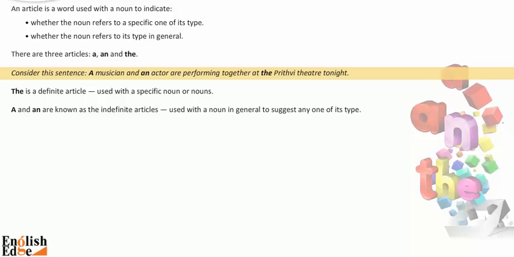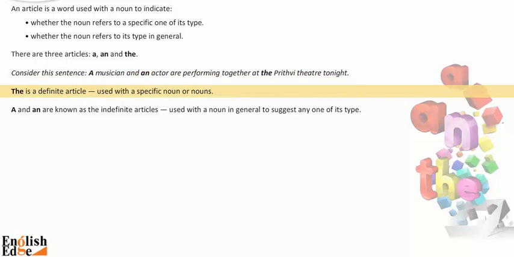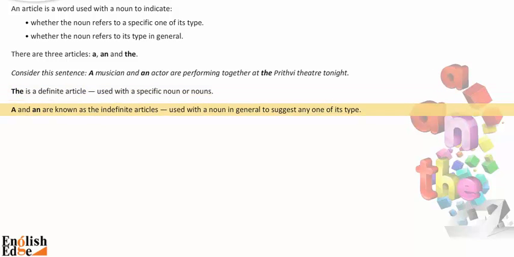Consider this sentence: a musician and an actor are performing together at the Prithvi Theatre tonight. The is a definite article, used with a specific noun or nouns. A and an are known as the indefinite articles, used with a noun in general to suggest any one of its type.